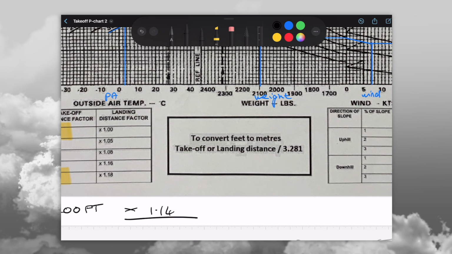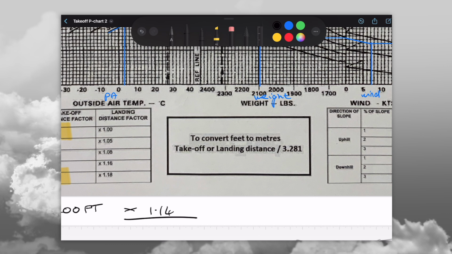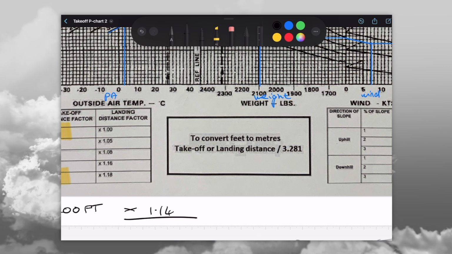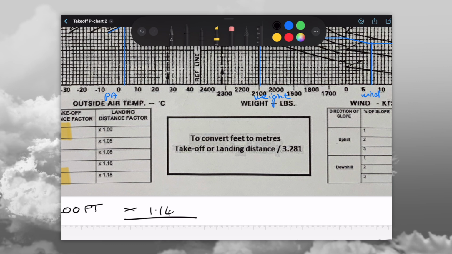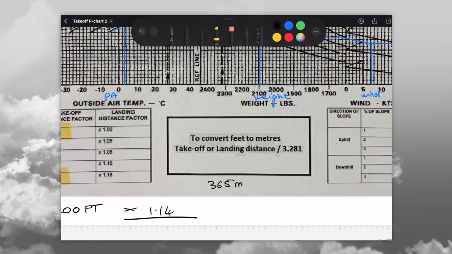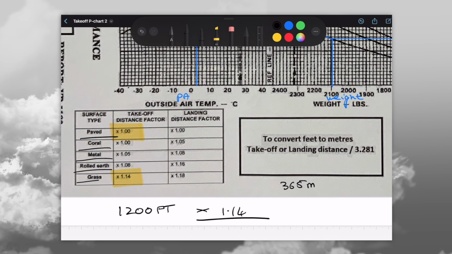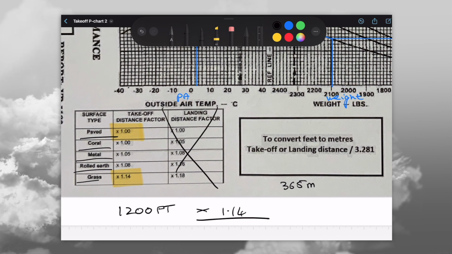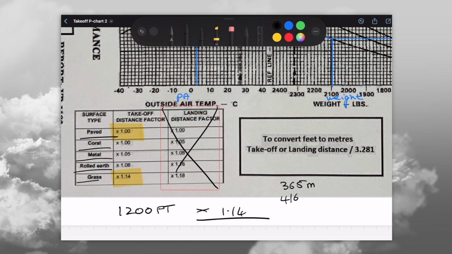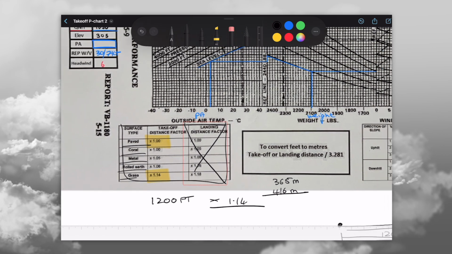If you want to convert this into meters as well, we can divide by 3.281. So 1,200 divided by 3.281, or 365 meters. And again, 365, if you times that by 1.14 for a takeoff, don't worry about the landing because we're not doing a landing performance chart, then we get a takeoff distance of 416 meters. So that's how you can adjust your takeoff distance based on the surface type.